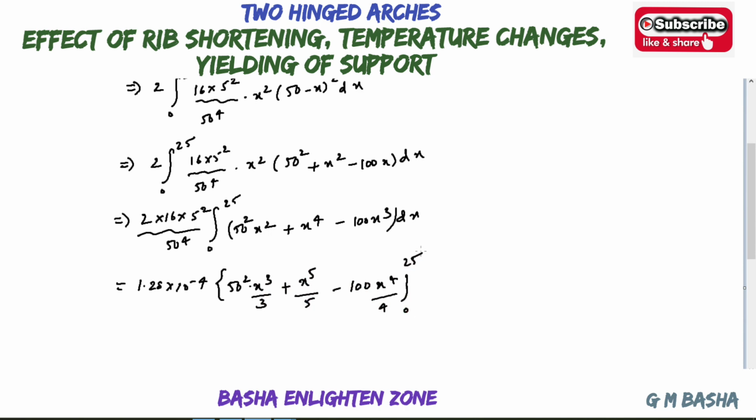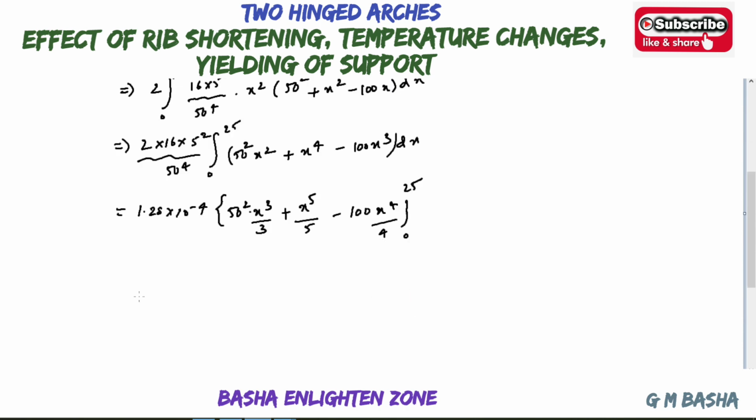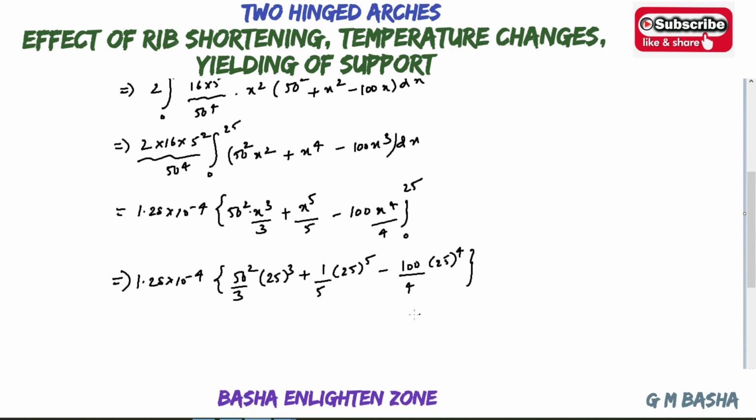And again substitute upper limit minus lower limit, so the value will be 1.28 into 10 to the power of minus 4, 50 square by 3, x cube is 25 whole cube plus 1 by 5, x power 5 is 25 to the power of 5 minus 100 by 4, x is upper limit, that is 25 to the power of 5. So lower limit will be 0. So substitute all the values, you will check what are the values here.